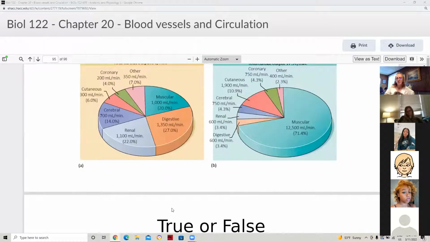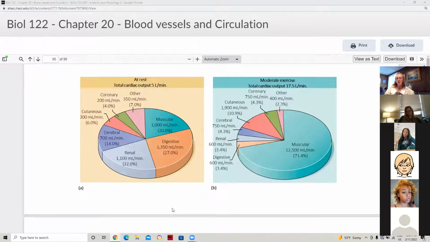This was that diagram that we went through earlier, showing just the different distribution of exercise versus at rest.